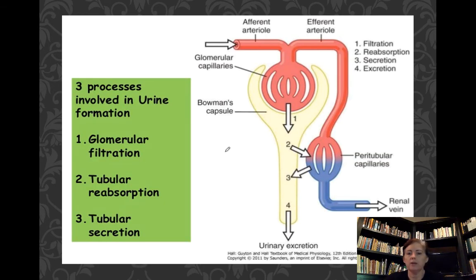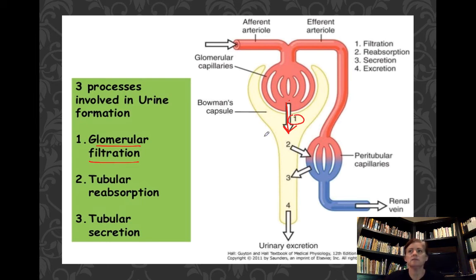Okay, here are 3 processes that end up creating urine. We're going to go into this more in lecture with the renal physiology, but it is important to know that these processes are happening. So the first process is glomerular filtration, and this is what we talked about before. This is the process of filtrate being pushed from the glomerulus, from that capillary bed, into Bowman's capsule. So that's the process of filtration.